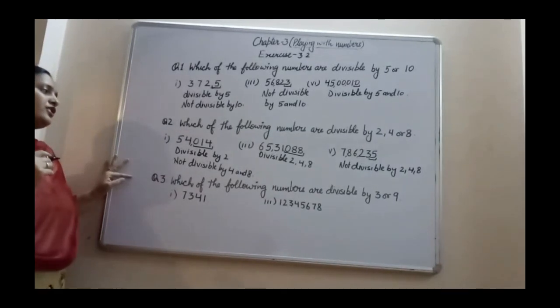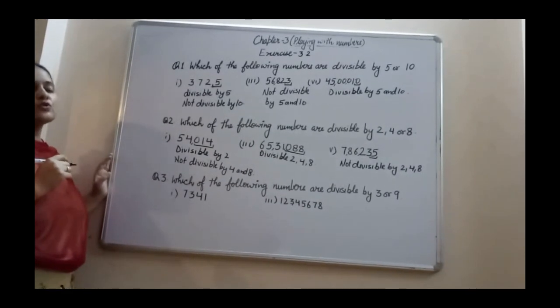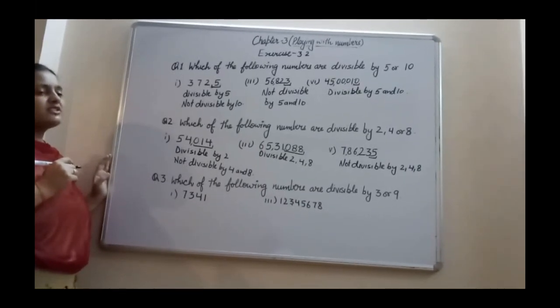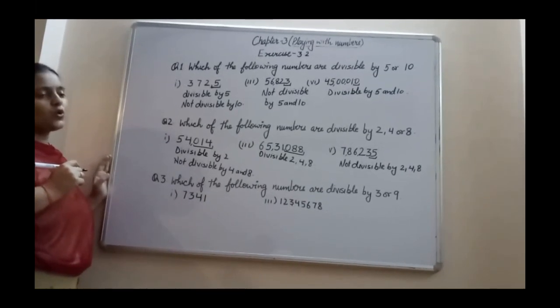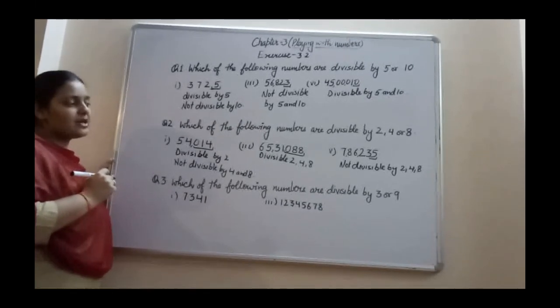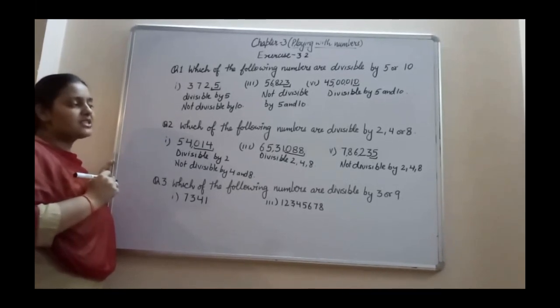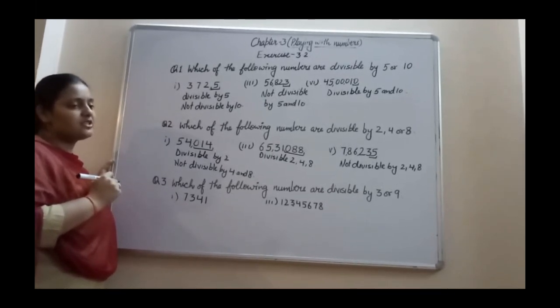Now question number 3. Which of the following numbers are divisible by 3 or 9? So what is the divisibility rule for number 3? The divisibility rule for number 3 and 9 is almost the same: you have to do the sum of all the digits. And if the sum is divisible by 3, then the number is divisible by 3. And if the sum of the digits is divisible by 9, then the number is divisible by 9.